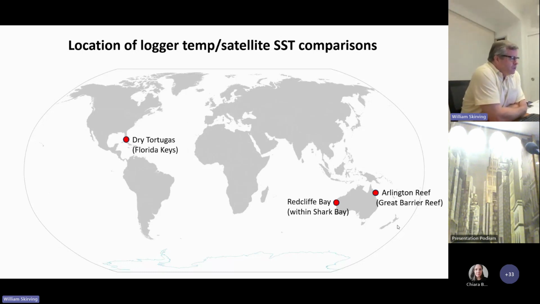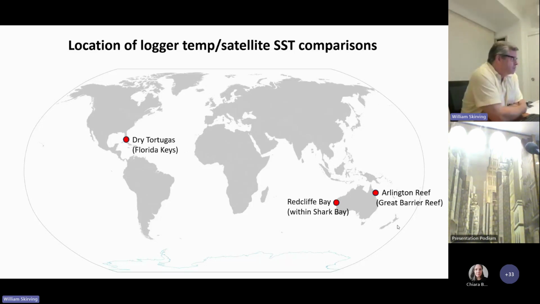The question was, do we spend a lot of time on this, or do we not bother? And you'll see at the end it's worth bothering. So we have 3 different sites we had to look at. Arlington Reef in the Great Barrier Reef is just off Cairns, just north of where I live, and it is a high tidal range region. The Dry Tortugas over in the Florida Keys, right at the very end of the Florida Keys, is a low tidal range example, but it's a reef as well.